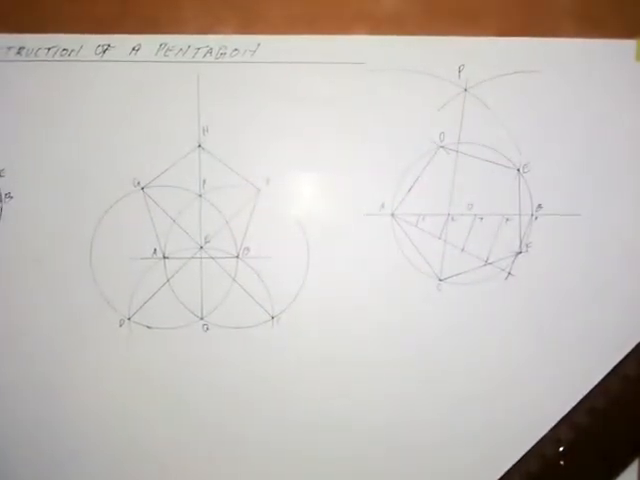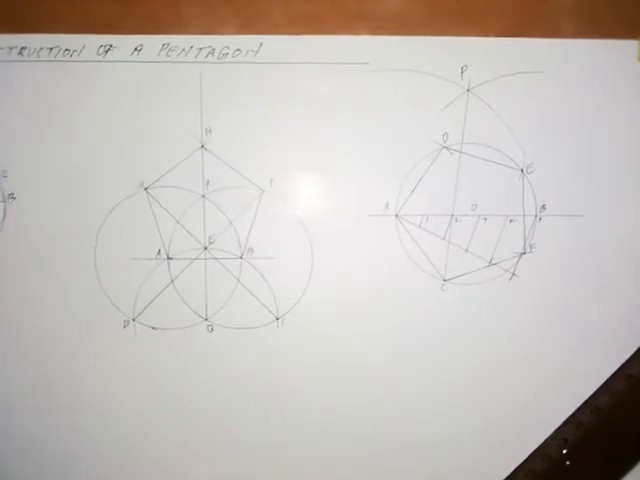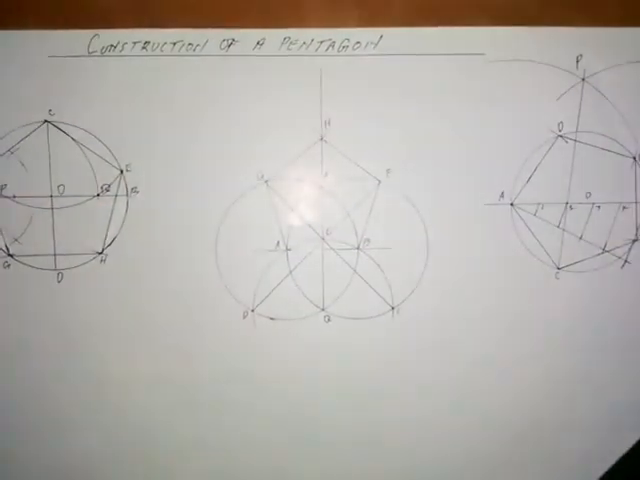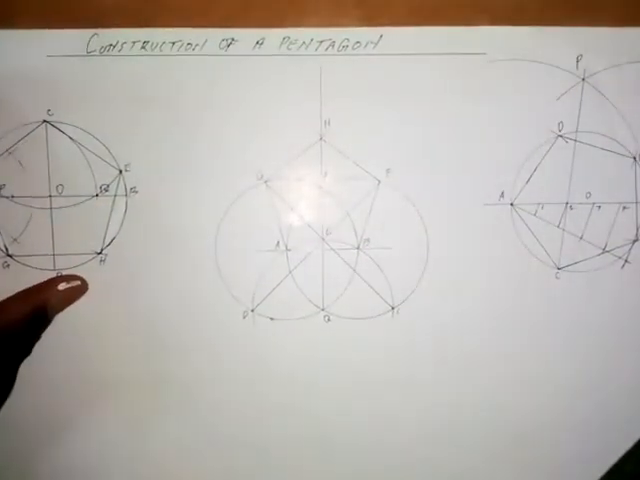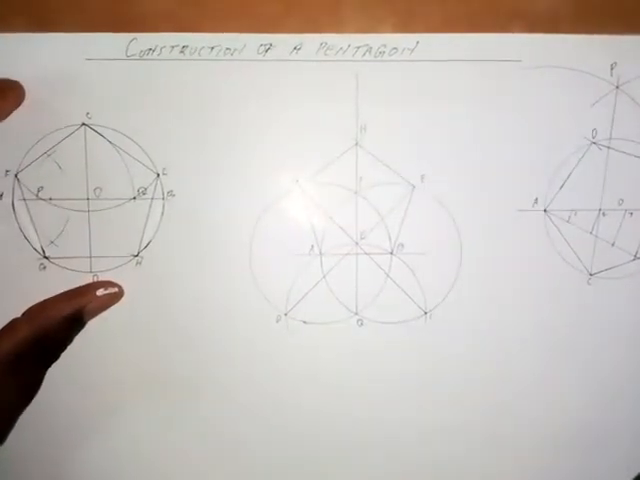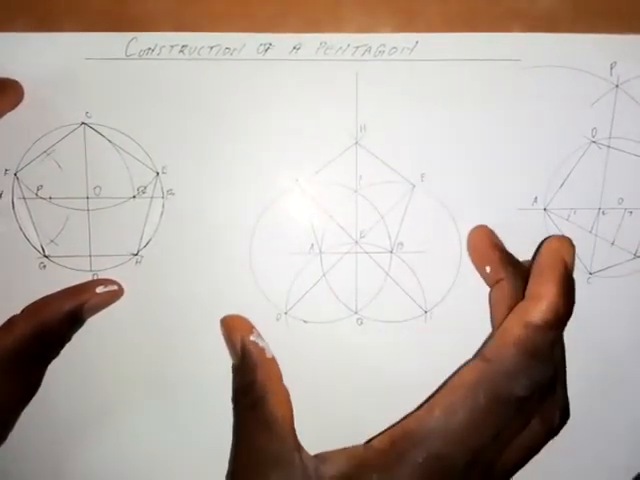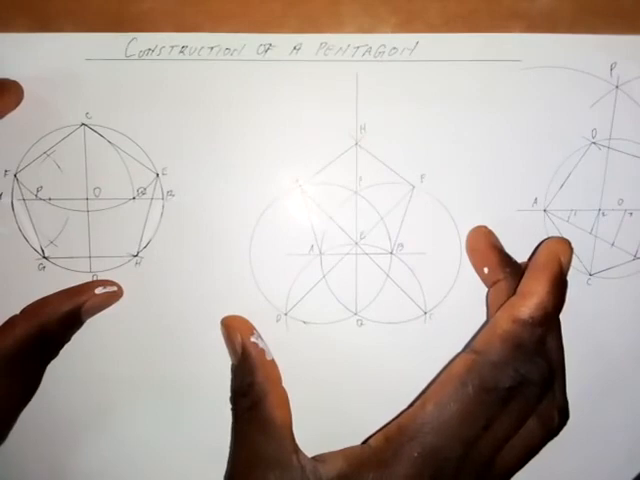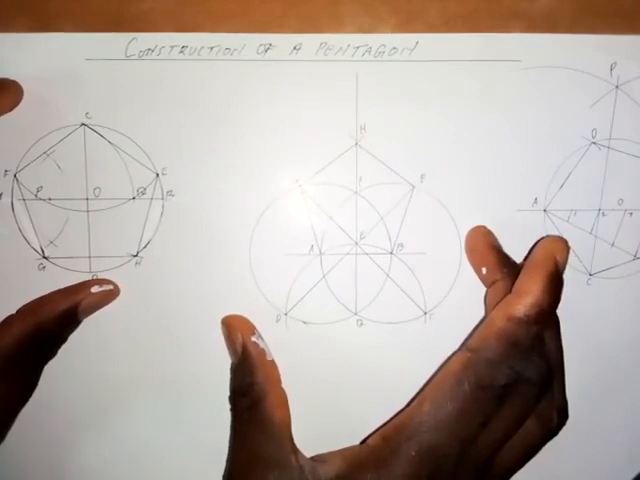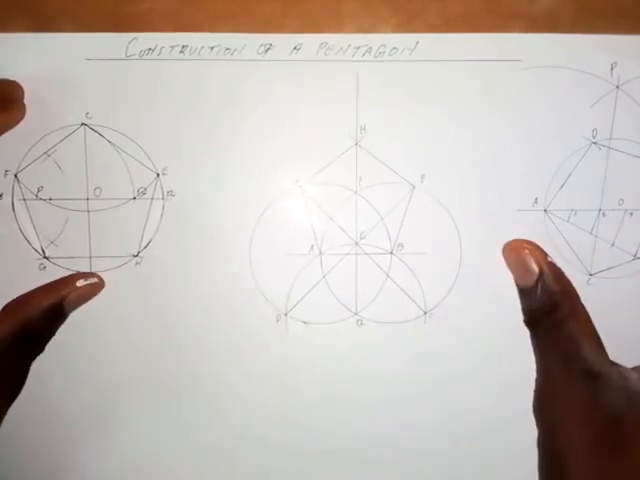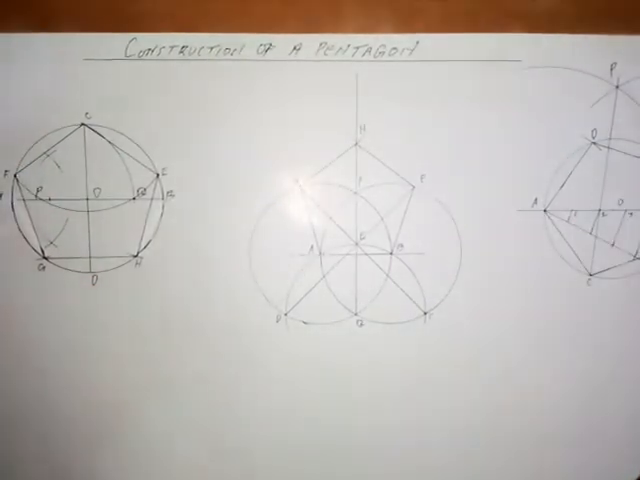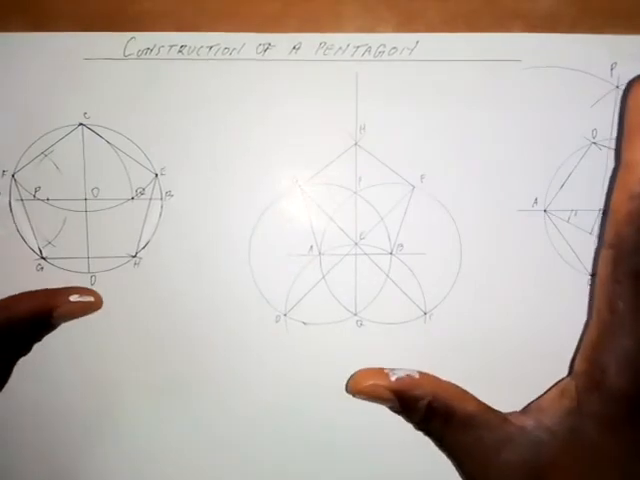This is the pentagon. So I've shown you the three methods that you can use to construct a pentagon. In one you'll be given the diameter of a circle, here you'll be given the length of the side of the pentagon, and here you'll be given the diameter of the circle. So the construction of a pentagon is as simple as I explained it here.